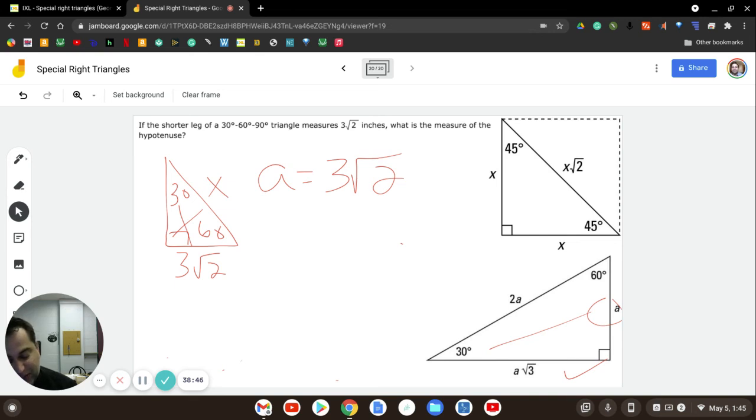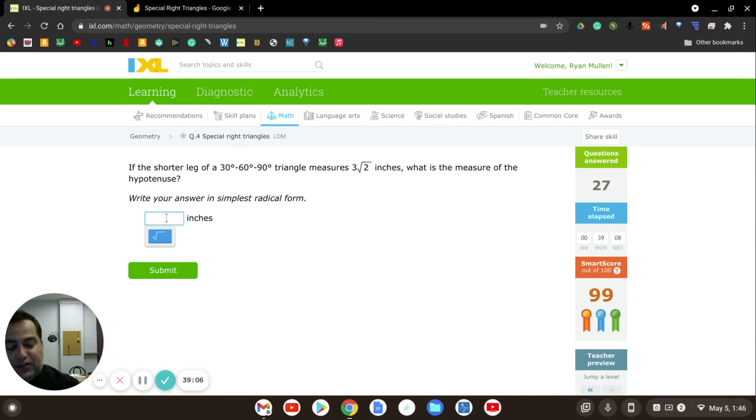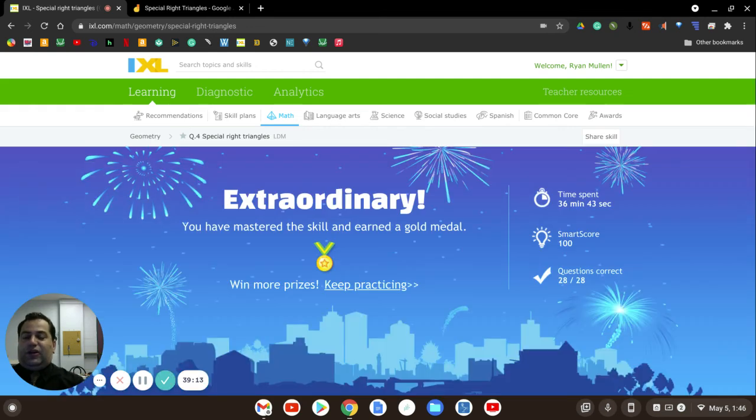The hypotenuse is opposite the 90 degree, which is 2a. So that means x is equal to 2a. Well, I know what a is, so x is going to be equal to 2 times 3 times the square root of 2. That's going to equal 6 square root of 2. All right, let's get that in there so we can get the satisfaction of completion. And there we go. We get the extraordinary medal.